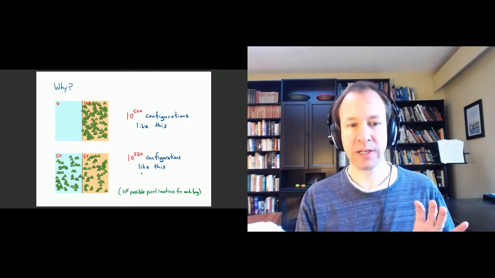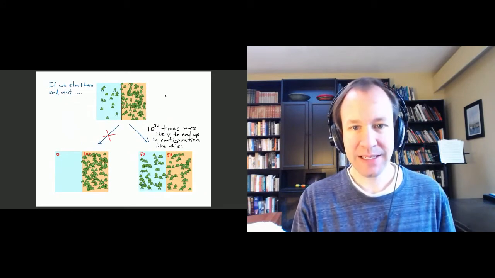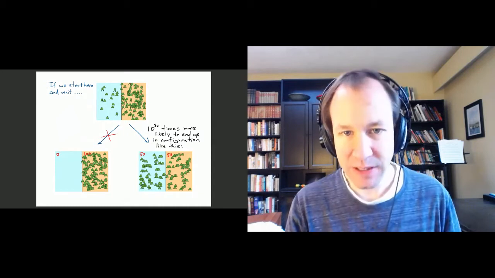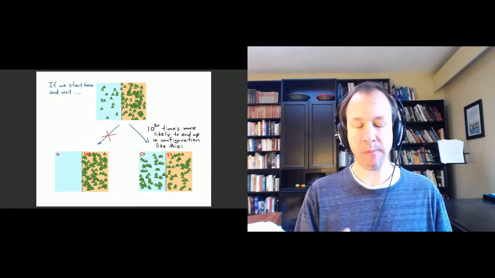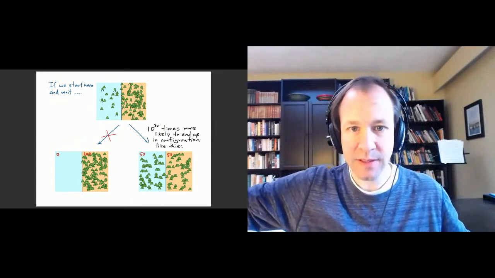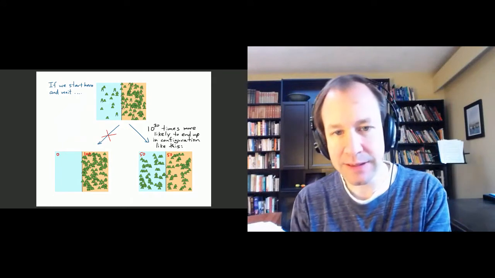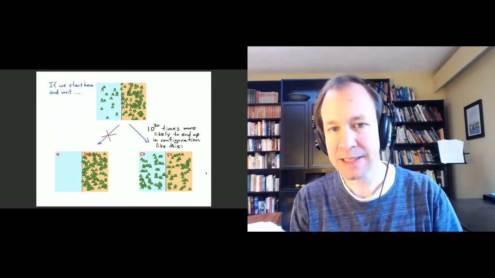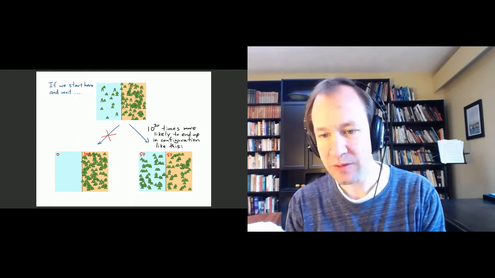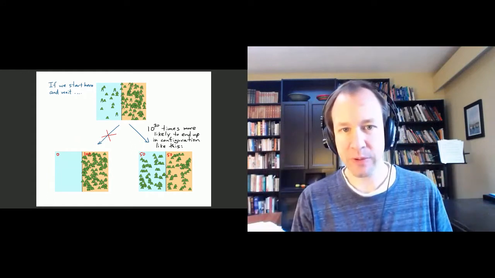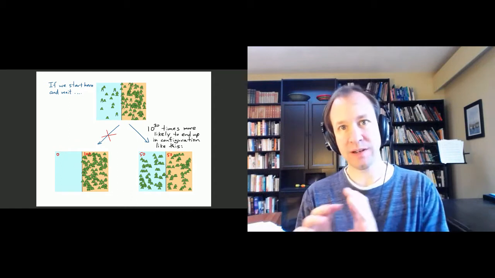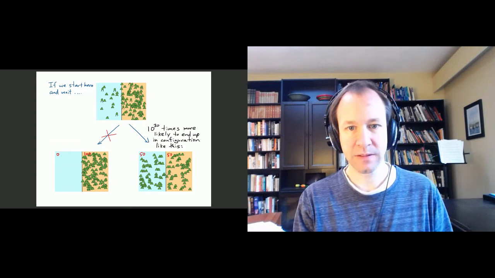And so what that means is that if we start here and then we let the simulation run for a long time so that we end up in some kind of random configuration of frogs, it's 10 to the 30 times more likely that we'll get a configuration like this one with an equal number of frogs on both sides compared to a configuration like this one with all the frogs on the right.